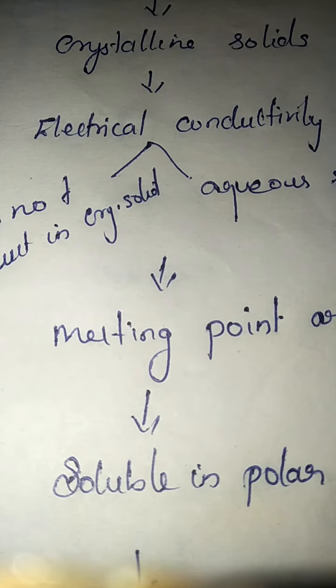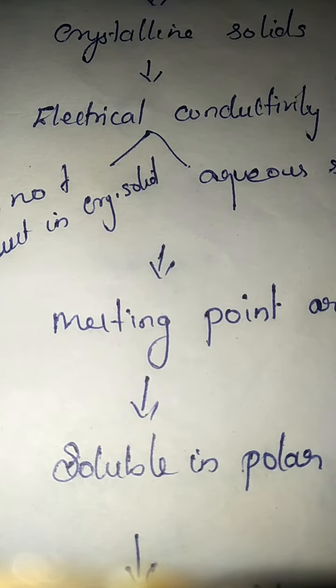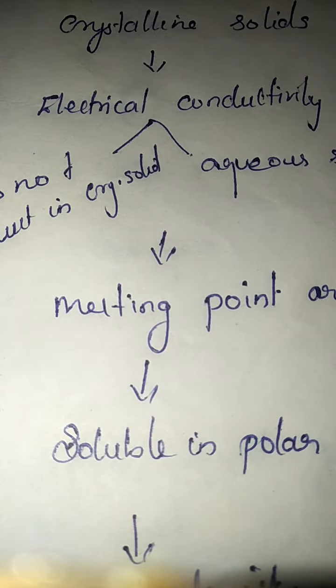And it is soluble in polar solvents. Polar means what? Charged particles. Non-polar means non-charged particles. Since this compound has positive and negative charges, it should dissolve in polar solvents. The best example is water. It is soluble in water. Water splits as H plus and OH minus. Similarly, sodium chloride has Na plus and Cl minus. So we can easily dissolve salts or ionic compounds in water.